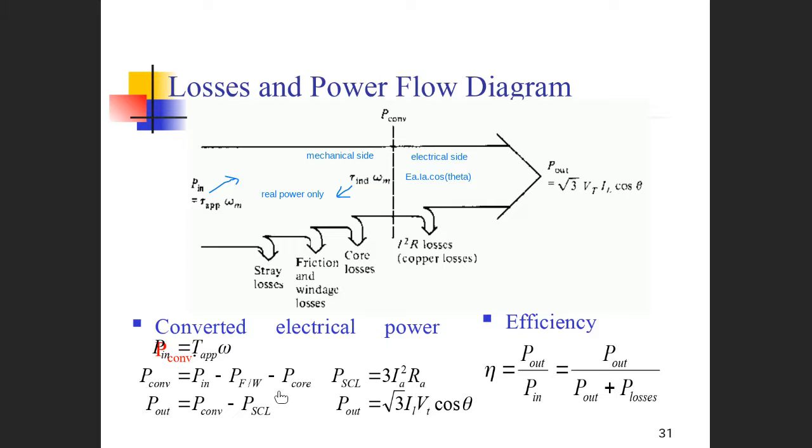As a result, the input power is the mechanically applied torque times the mechanical movement speed of the mover. And the air gap energy is the input mechanical power minus the friction and windage losses, minus the core losses, and minus the stray losses if there are any. That's the conversion energy. So here is the conversion energy.